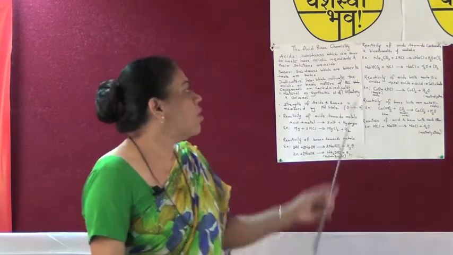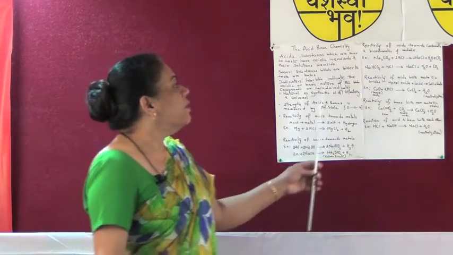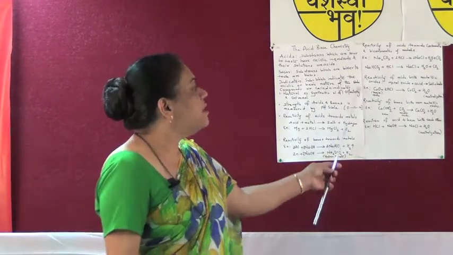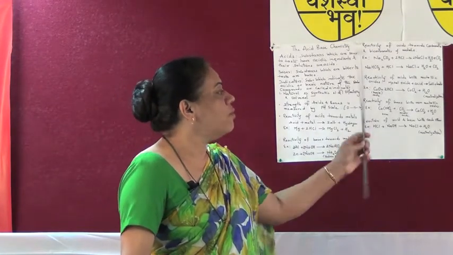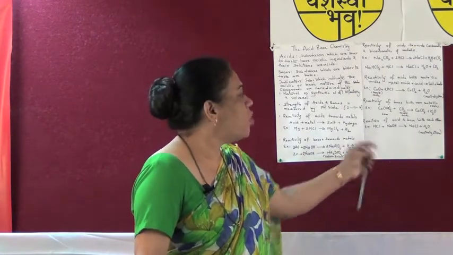This happens because sodium carbonate and sodium bicarbonate both are basic in nature, and bases react with acids to form the salt and water. Now let us see the reactivity of acids with metallic oxides. Example, copper oxide is a metal oxide. This reacts with the acid to form copper chloride plus water. Here copper chloride is the salt, H2O is water.